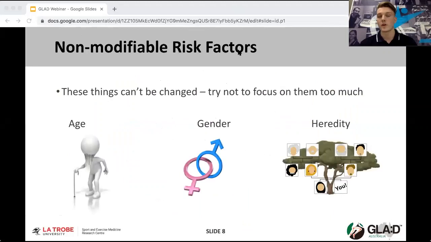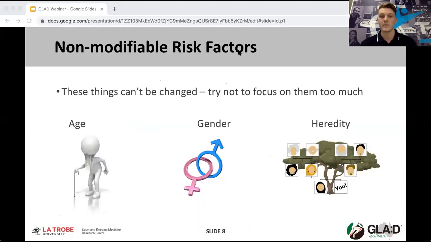Alrighty, so some non-modifiable risk factors. Okay, so we've got age. Osteoarthritis becomes more frequent with increasing age. OA is irreversible, but the symptoms can be reduced and even disappear, which is very good to know. And pain is more dependent on muscle strength than on X-ray changes. Okay, so it's important not to focus too much on the X-ray findings.